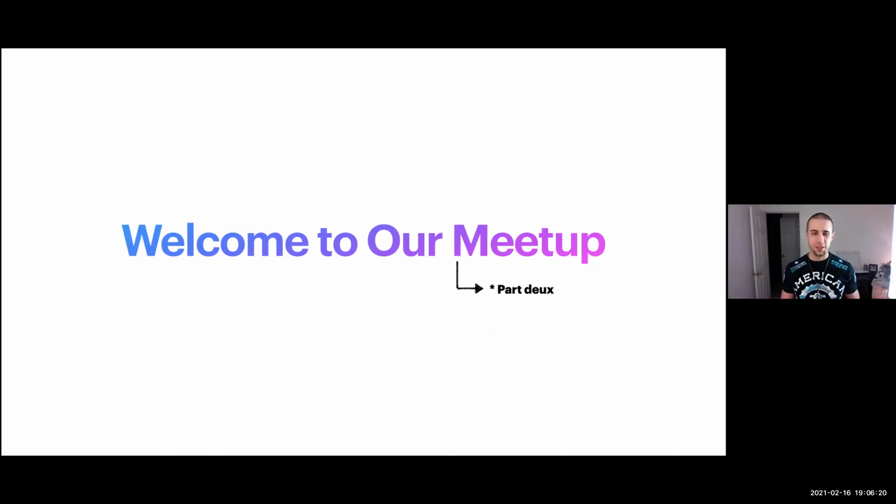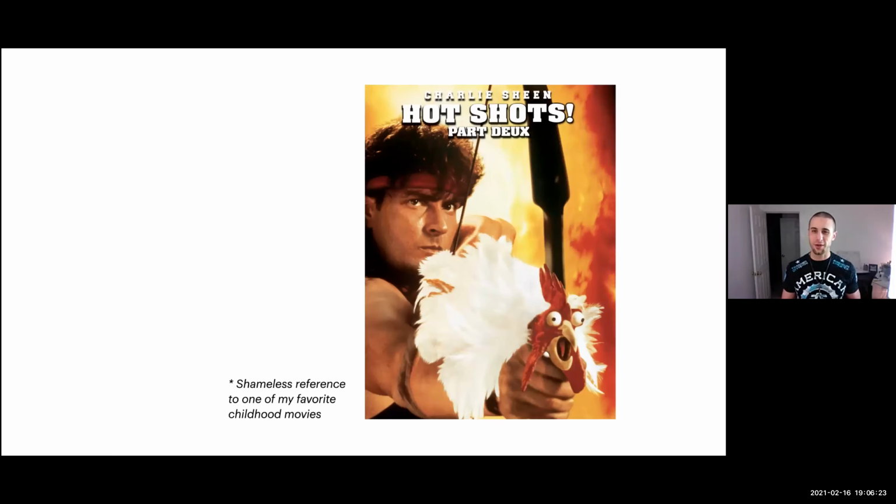And if anybody catches that little reference, that is a reference to one of my favorite childhood movies, Hot Shots Part Deux. If you've never seen a man shoot a chicken with a bow and arrow, check out Hot Shots Part Deux, because it happens. Charlie Sheen, one of his greatest roles.